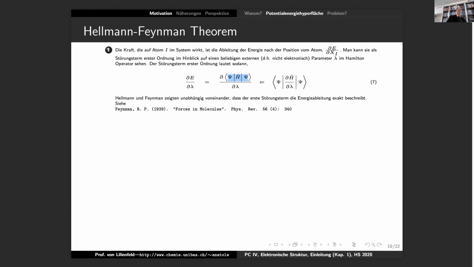And what Hellmann and Feynman showed is the right-hand part of this equation 7, that this is nothing else than the expectation value of the derivative of the Hamiltonian. Right? So that's not obvious. It's wonderful, but it's not obvious, right? Why this should be the case, right? It's basically saying that your wave function doesn't depend on lambda, not to first order at least. That's what it's saying.